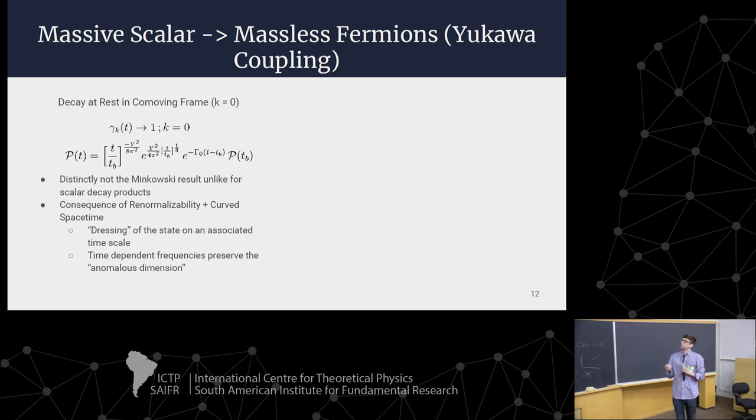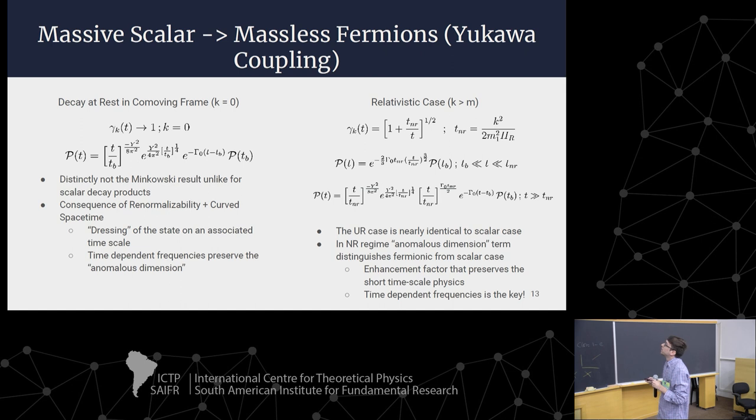The reason these extra terms are surviving and appearing here is because the time dependency of the frequencies is sort of encoding and preserving the renormalizability, the renormalization physics. So the short time scale physics is surviving. Okay. For the relativistic case, it's very similar. While the particle is sufficiently relativistic, the result is actually very similar to the scalar case.